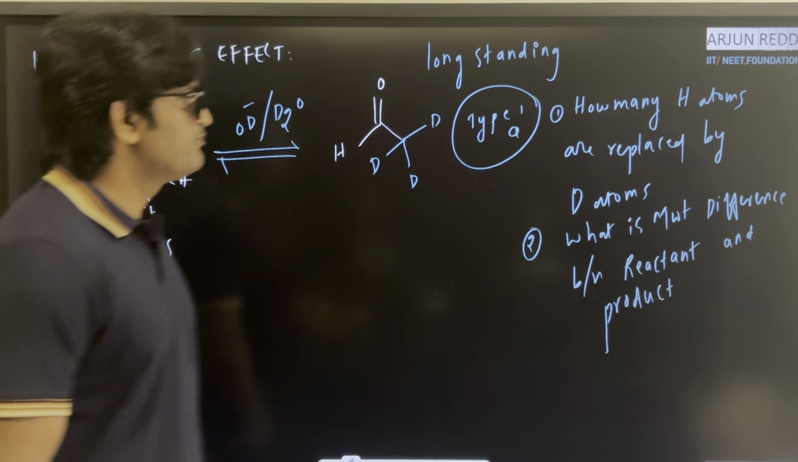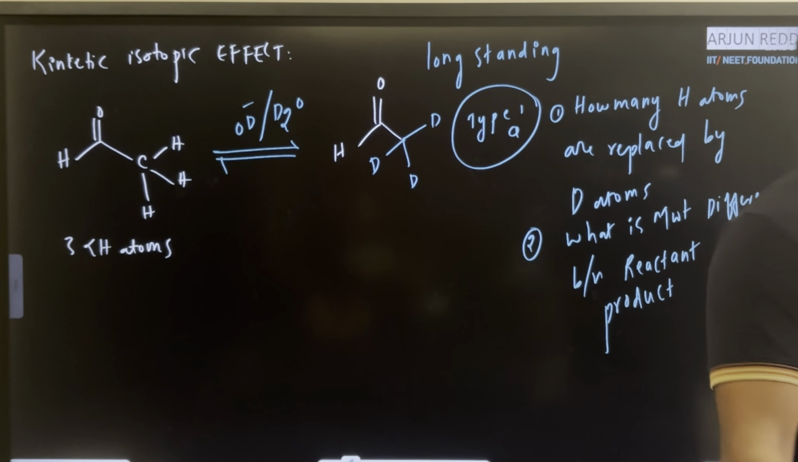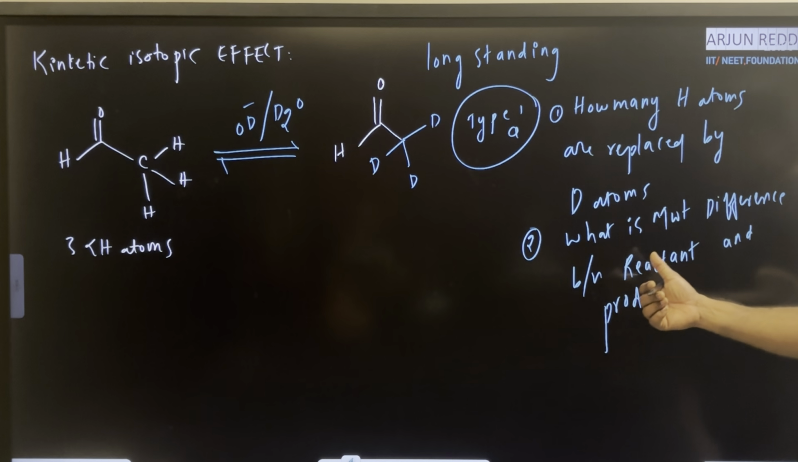What is the first question? How many hydrogen atoms are replaced by deuterium? And what is the second question? What is the molecular weight difference between reactant and product?